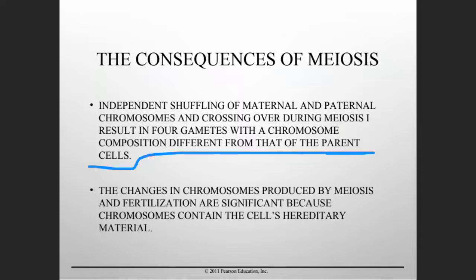So the changes in the chromosomes produced by meiosis and fertilization are significant because the chromosomes contain the cell's hereditary material, right? All that information you're inheriting from your parents.